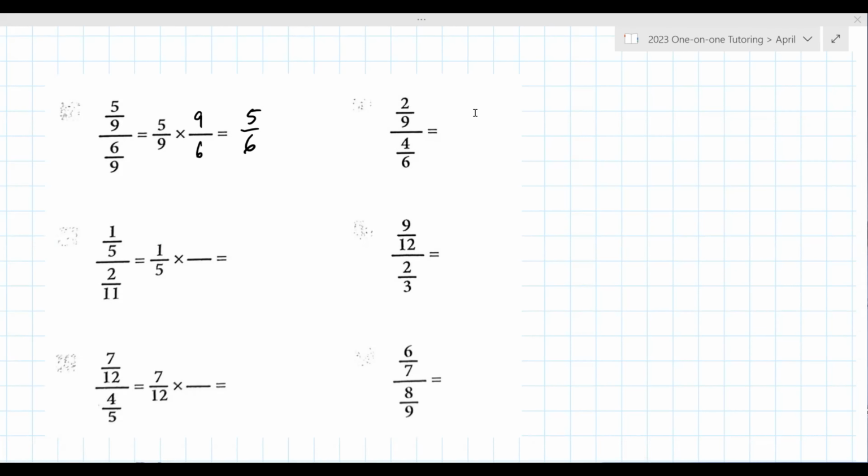3/9. Keep reducing. Oh, you can. 1/6. No, you had it right. You said 3/9. There's a number that goes into 3 that also goes into 9. 1/3. Yes. Okay. Try the next one there, please.